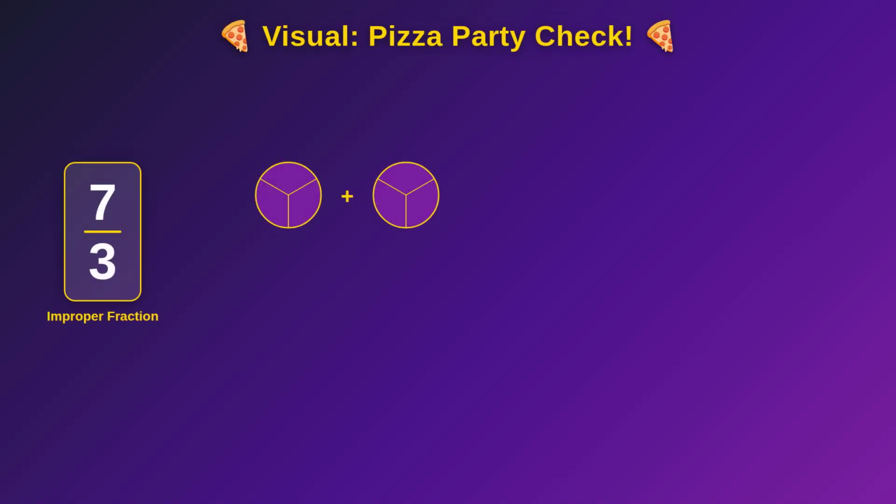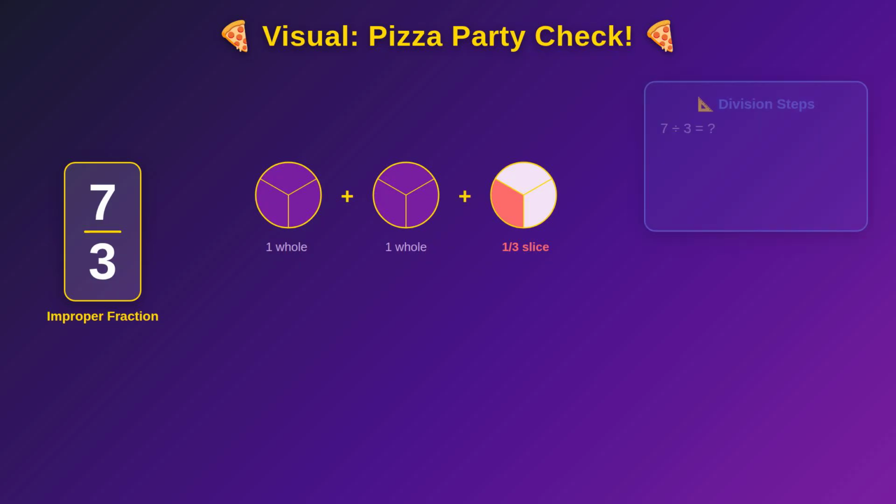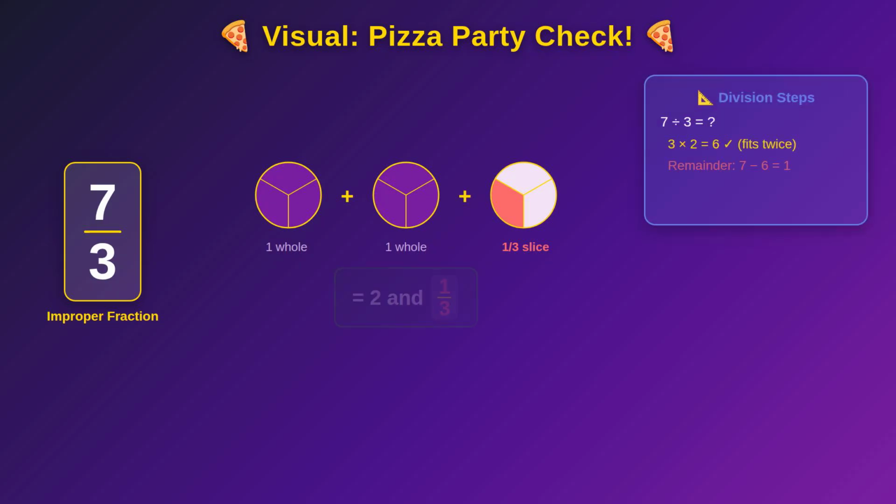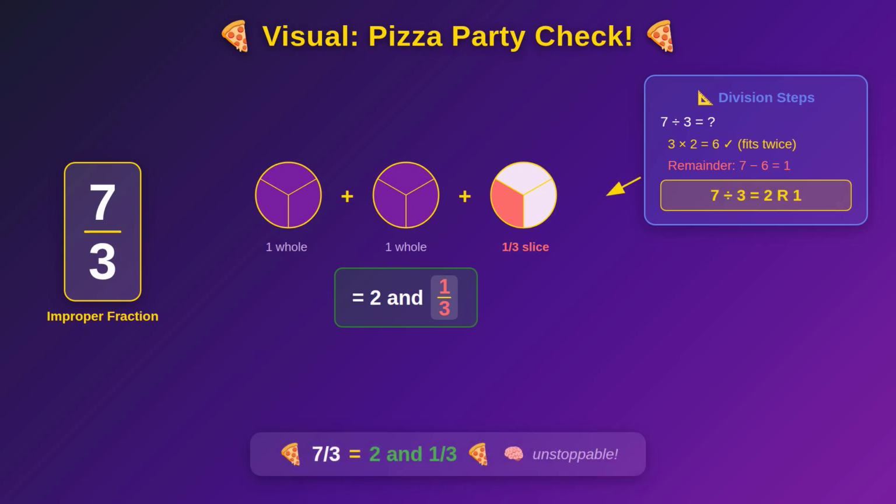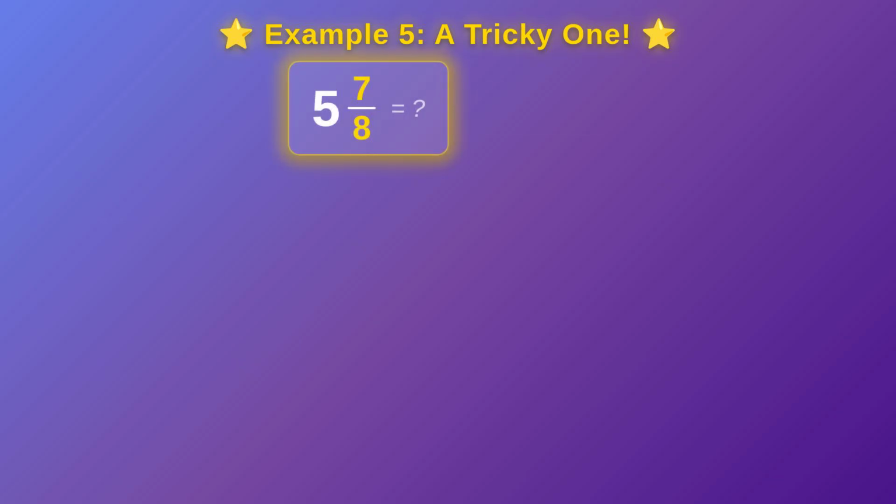You're absolutely crushing it. Let's make sure this all makes sense with a visual pizza check. Imagine you have 7/3 of a pizza. 7 divided by 3. 3 goes into 7 twice because 3 times 2 equals 6, and the remainder is 7 minus 6, which equals 1. So we get 2 whole pizzas and 1/3 of a pizza left over. That's 2 and 1/3. And look at the circles. 2 full circles and 1 circle with 1 out of 3 slices filled. 7/3 really is 2 and 1/3. Your brain plus pizza equals unstoppable math power.